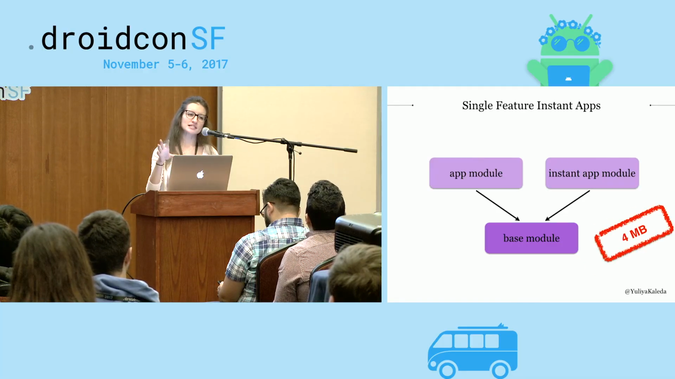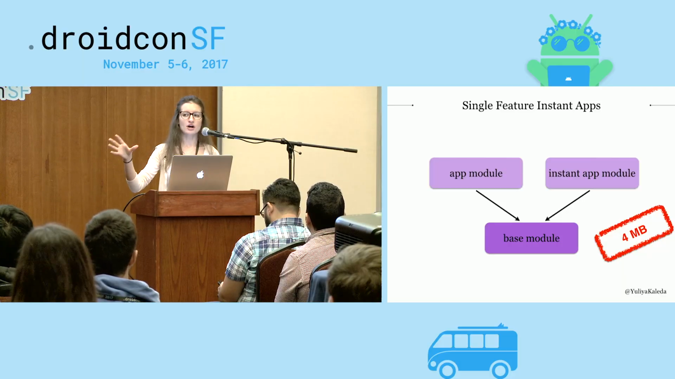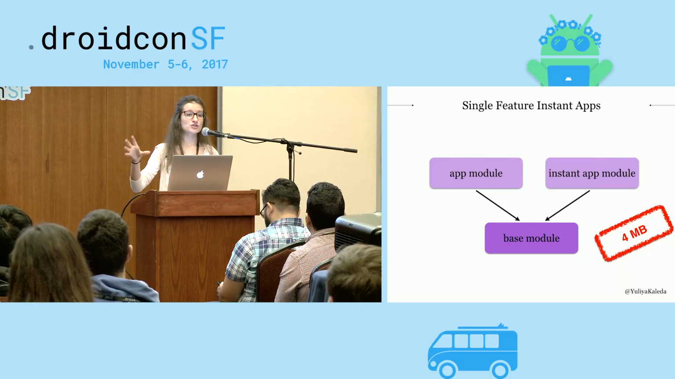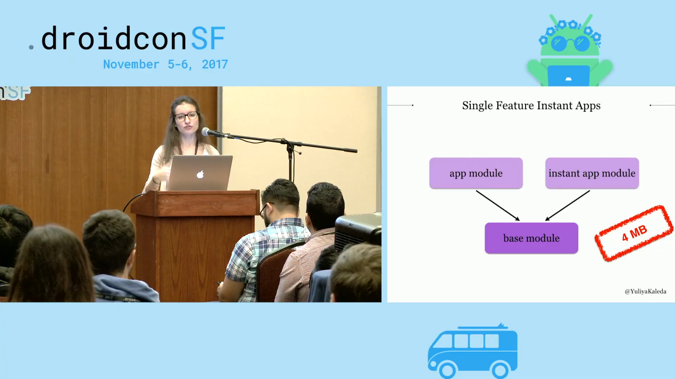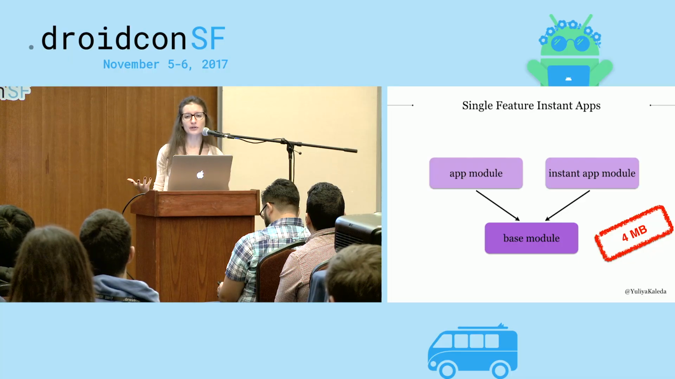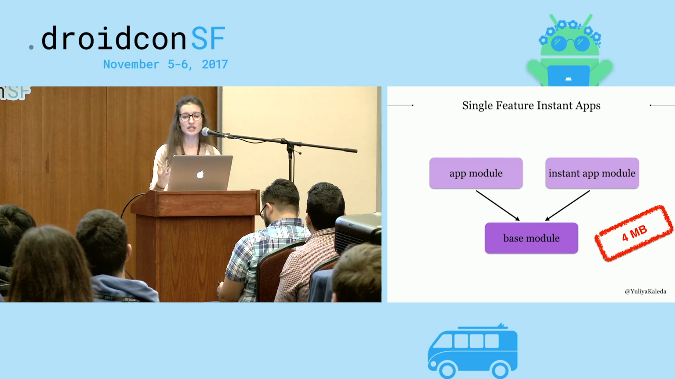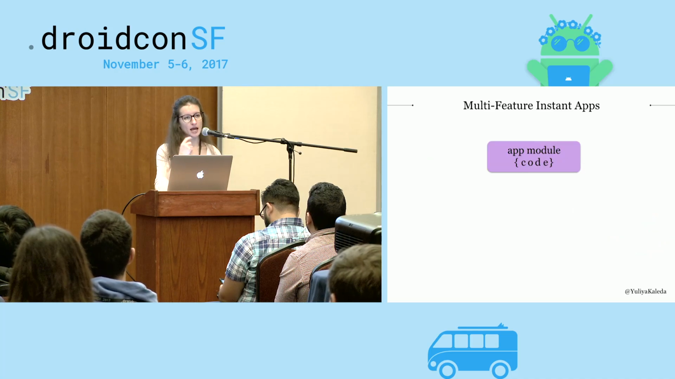So we moved all of the stuff from the app module to the base module. So we just have one base module, right? And once you reach the 4 megabyte size limit within your base module, there is no space to grow. So you cannot add extra features or extra functionality to your application, because Google Play Store will reject your Instant App when you try to upload it to the Instant App channel. So this is where multi-feature Instant App comes into play and solves the problem.